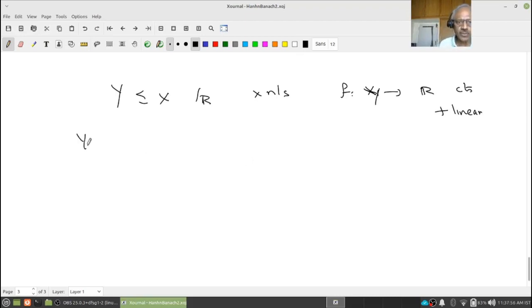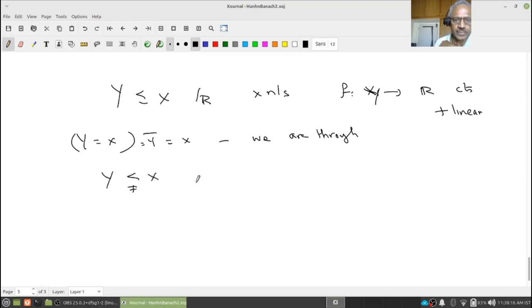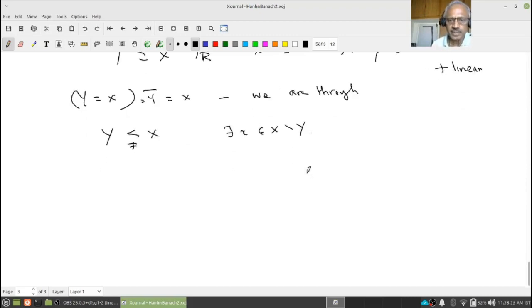So if Y equals X, or if Y bar equals X, we are through. In fact, this implies this. But we don't worry about that. Suppose Y is a proper vector subspace. Then what do I do? Then there is an x in X which is not in Y.